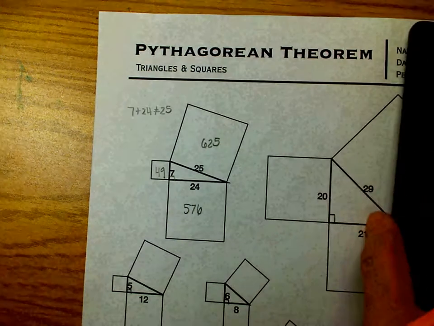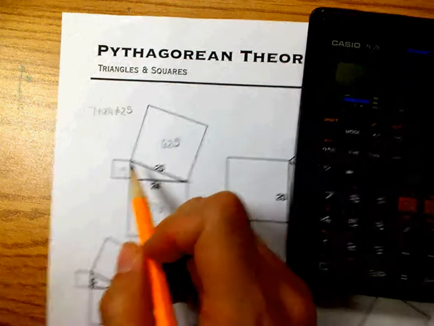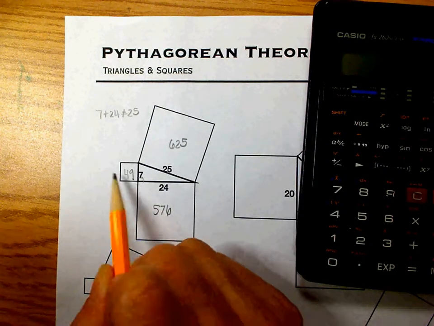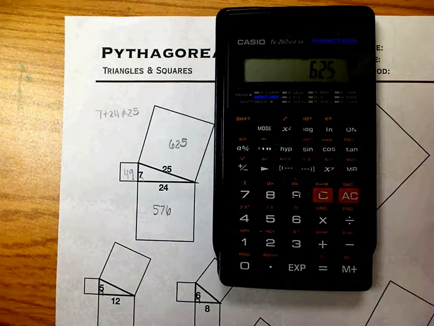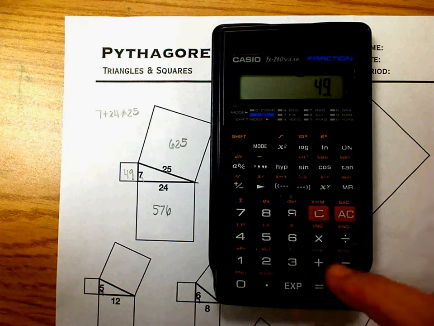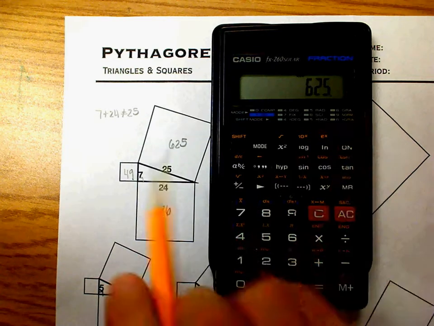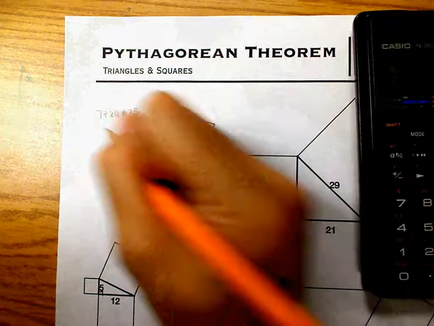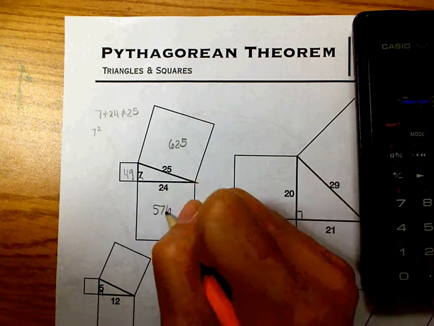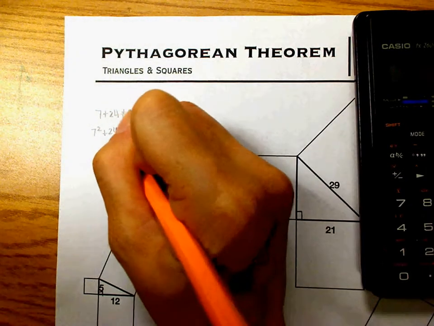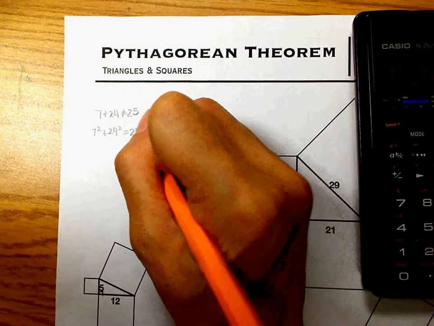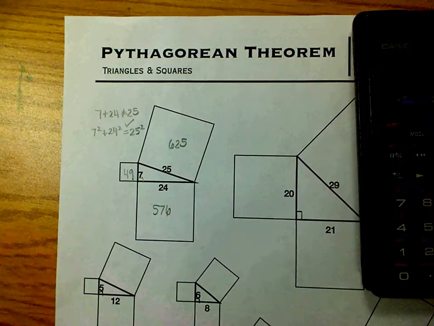Okay, so now let's take a look at these. As we talked about in class with the baked goods, these two smaller squares should add up to equal the largest square, which only works with right triangles. So let's see, 49 plus 576, does that equal 625? Yes, okay? So this 49 came from 7 squared, this 576 came from 24 squared, and this 625 came from 25 squared. Now these do equal, okay?